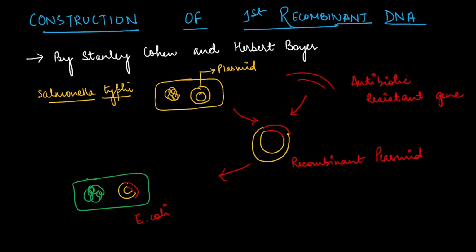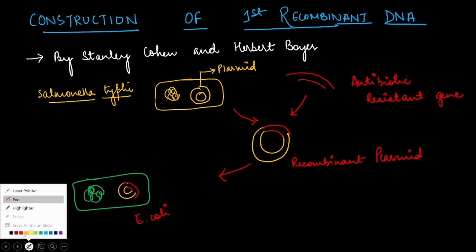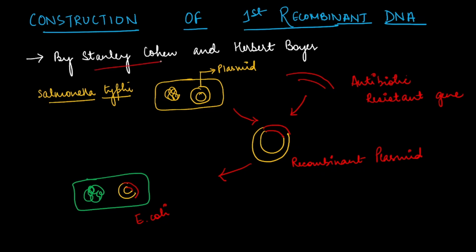Now if we discuss the first recombinant DNA, it was made by Stanley Cohen and Herbert Boyer. These two scientists took a bacterium known as Salmonella typhi, which causes typhoid. They extracted the plasmid. This is an extra chromosomal segment of DNA.